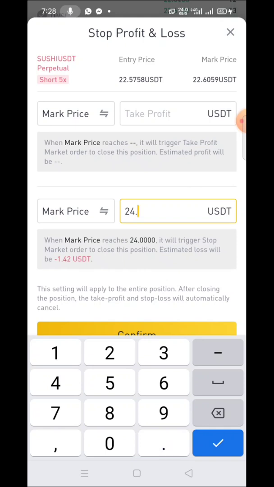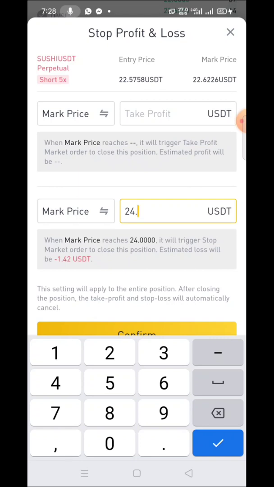Why? So that by the time the coin starts dropping, you entered at 22 and you've made 25. It's now at 25, but all of a sudden the coin starts dropping. You can set the stop loss to be 24. So when it is dropping and gets to 24, automatically it will close the position and you make at least a little profit. That's the stop loss.